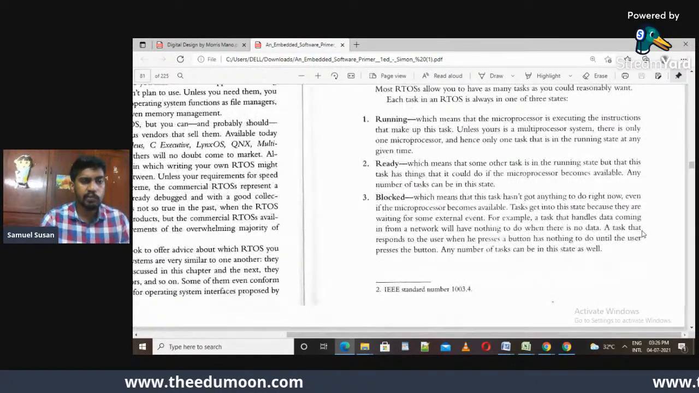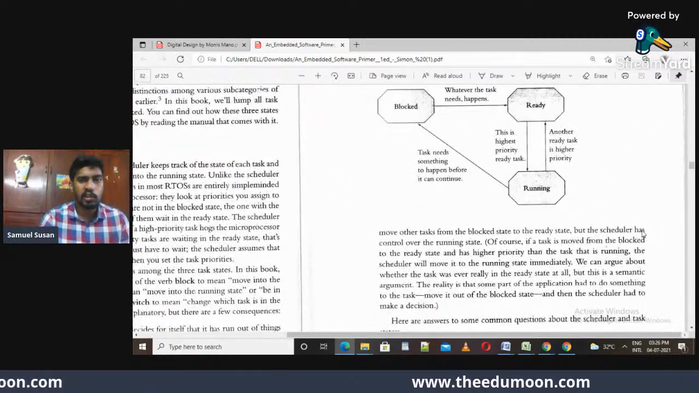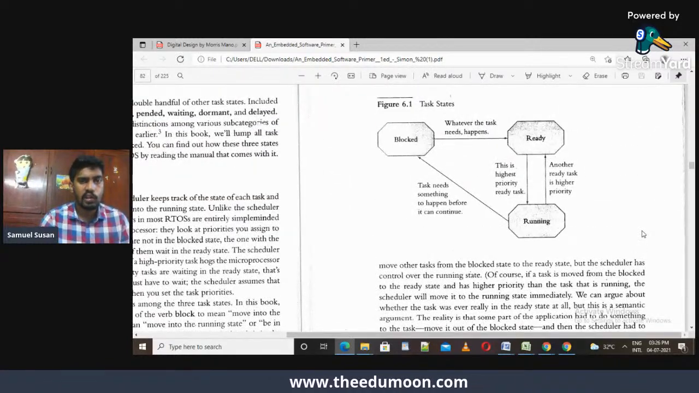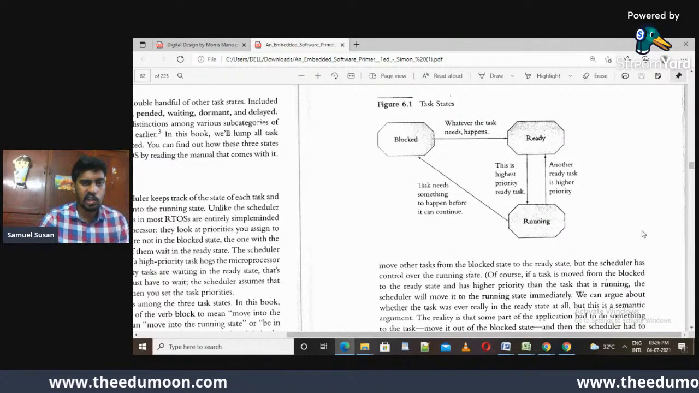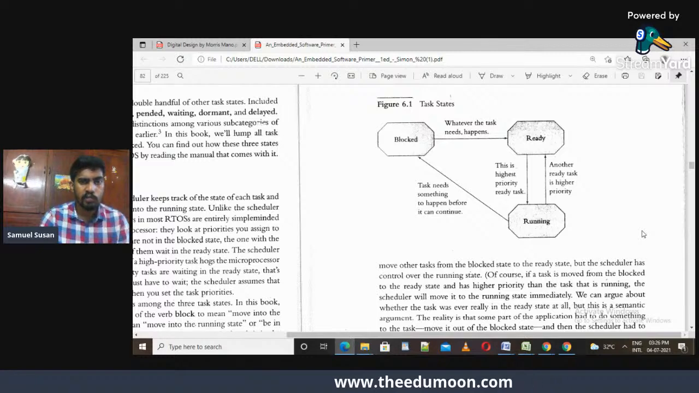So we have a diagram to better understand tasks and task states. Here you can see this diagram, right? It shows when these tasks are going to run and when they are going to block. So this diagram is important. Please have a glance at this one. This is a really important diagram, and you can understand how the tasks are running, right?